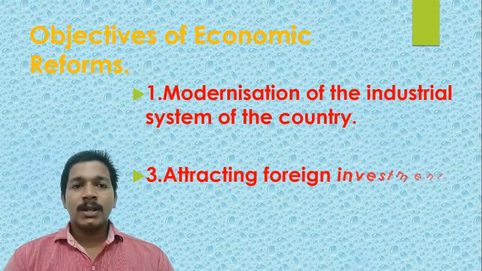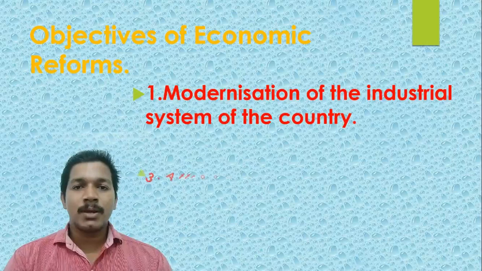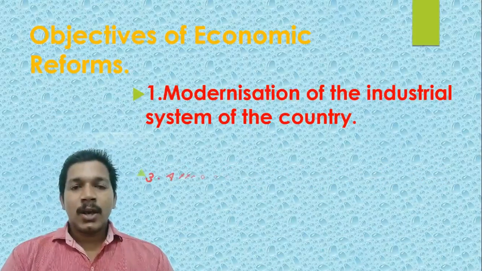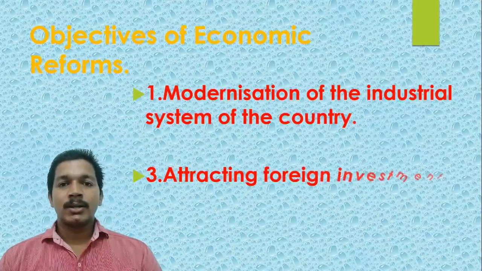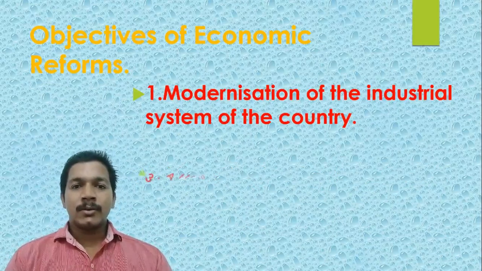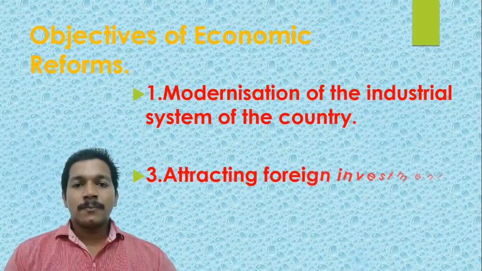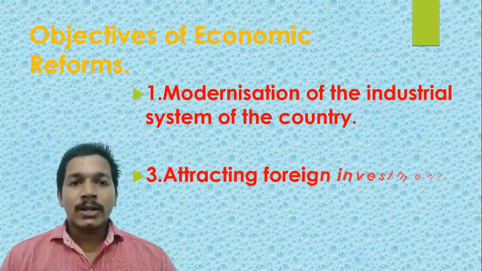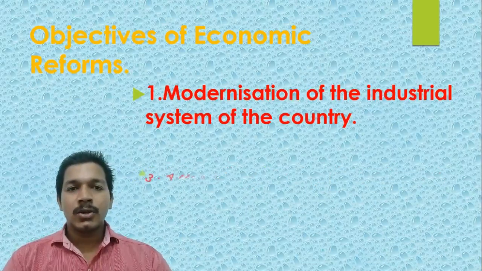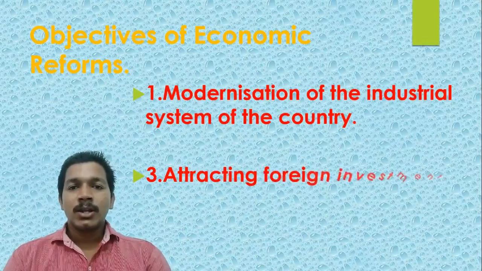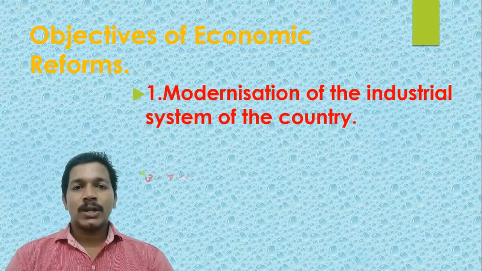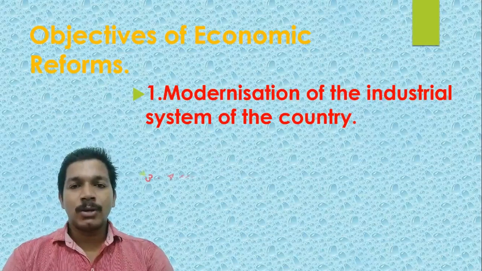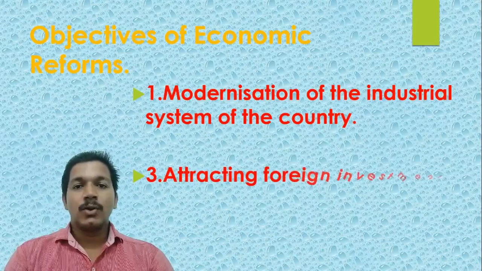Then the next one, attracting foreign investment. Earlier there was a small amount of foreign investment because there were so many restrictions. Companies from outside were not permitted to invest in our country or our businesses, and now these restrictions were removed by globalization. So anyone from any part of the world could invest in our country, following the formalities. It was to attract more foreign investment. People from abroad, or even well established companies, could invest their money into the Indian economy, so that foreign investment would increase. So that is another important objective of economic reforms.